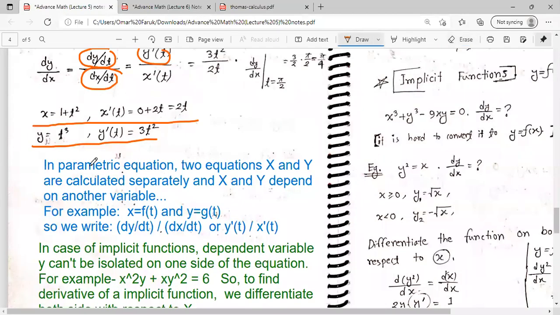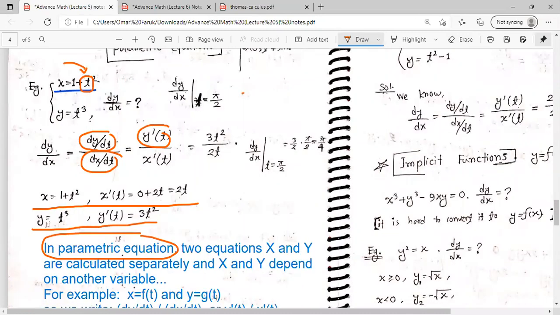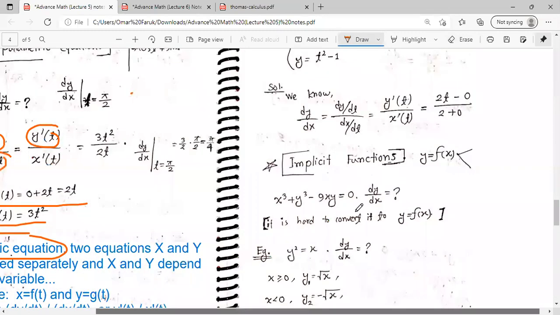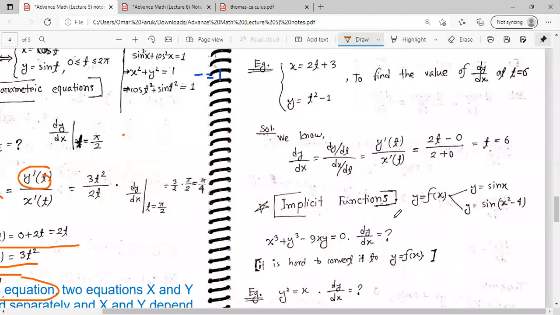So guys, we have already learned parametric equation, then chain rule, and also composite function, right? So now we will understand implicit function.